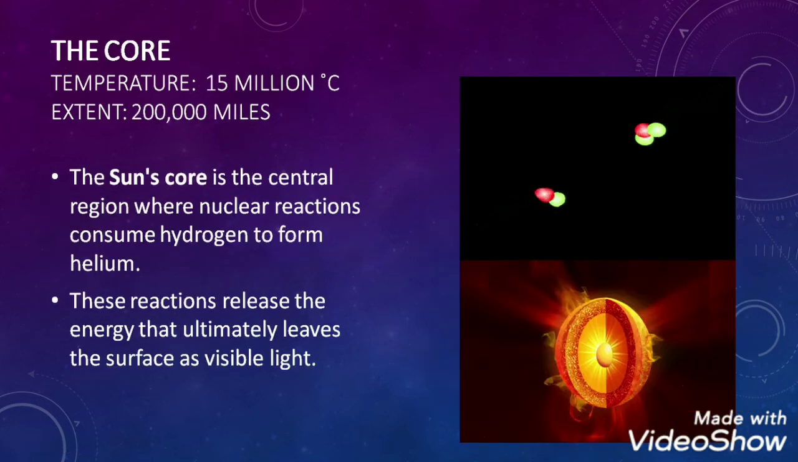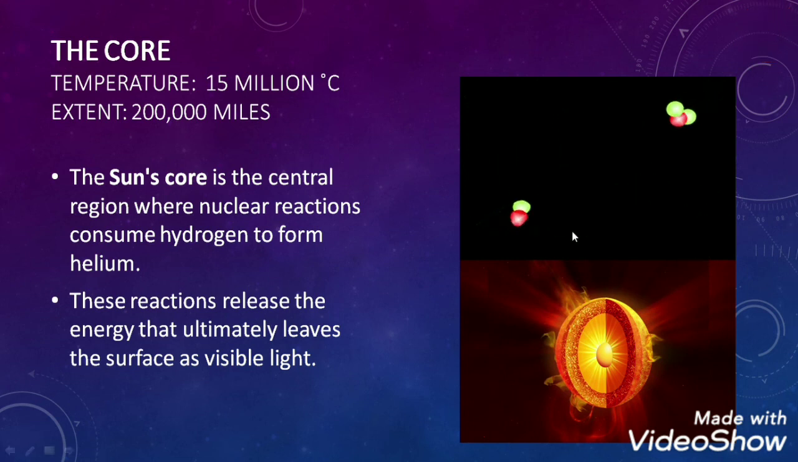The core. Temperature 15 million degrees Celsius. Extent 200,000 miles. The Sun's core is the central region where nuclear reactions consume hydrogen to form helium. These reactions release the energy that ultimately leaves the surface as visible light. So we have also learned about the thermonuclear fusion in the last video. That video you can also watch by clicking on the I button on the top right corner.